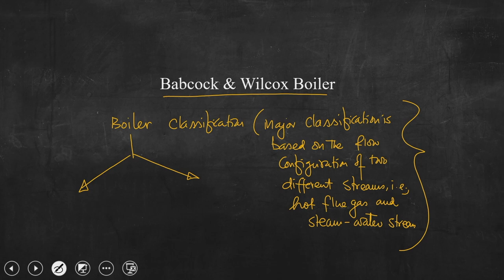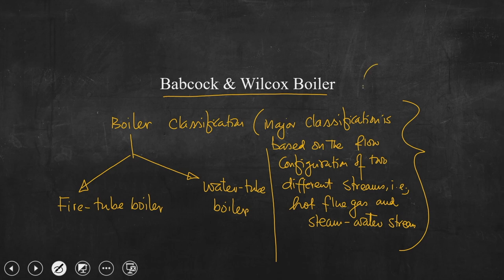One is known as the fire tube boiler, and the other class is the water tube boiler. Okay. So, the Babcock-Wilcox boiler that we are going to study today, which I will discuss briefly, is essentially a water tube boiler, right?